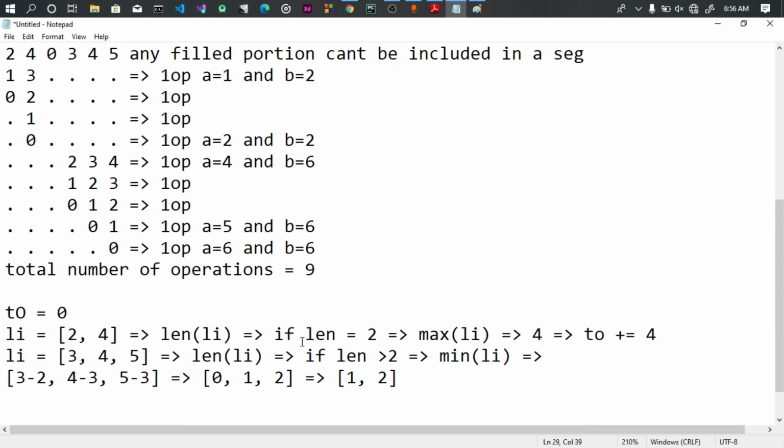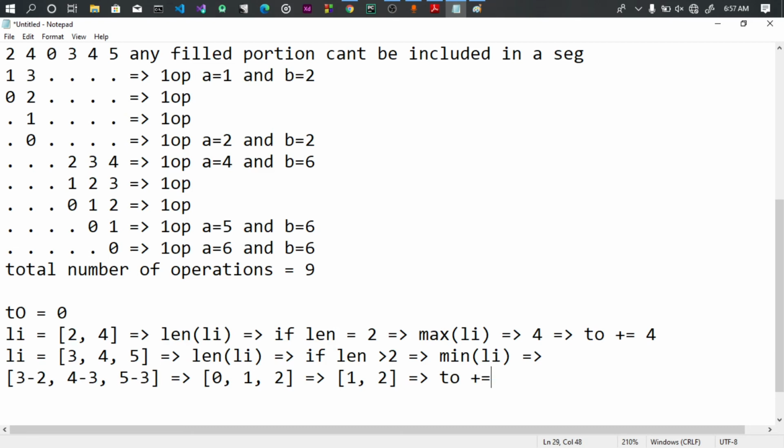If the length is equal to 2, as this is stated, we know we're going to pick the maximum. We're going to pick the maximum value in the list, right? But if it is still greater than 2, we are going to perform the same operation again and subtract by the minimum value. But something we must do after subtracting by the minimum value is to increment our operations by that value we subtracted by.